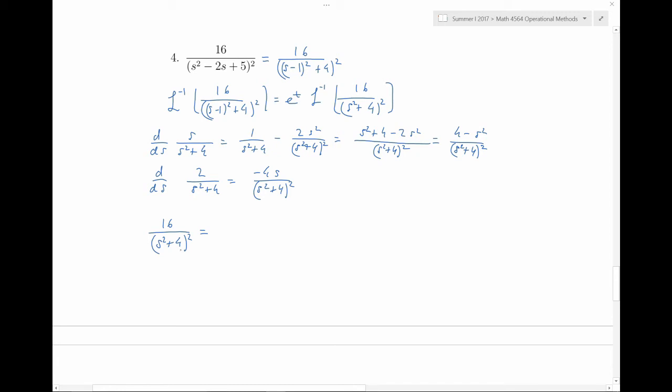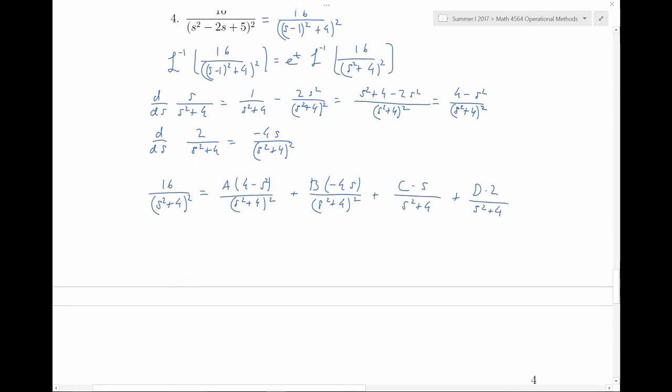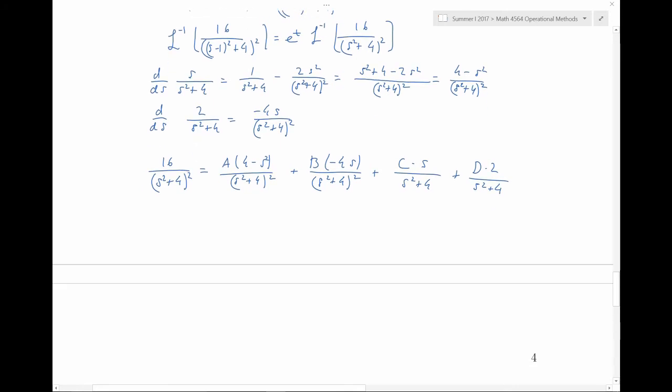16 over (s squared plus 4) squared as a linear combination of a times (4 minus s squared), plus b times negative 4s, plus c times s over s squared plus 4, plus d times 2 over s squared plus 4. This looks like an overkill, but it really isn't.